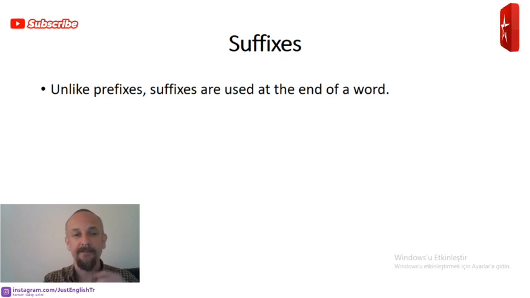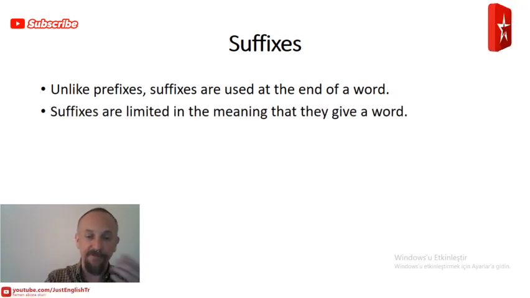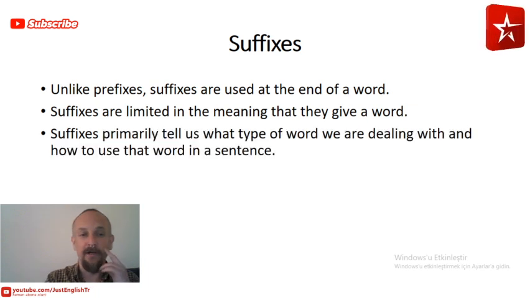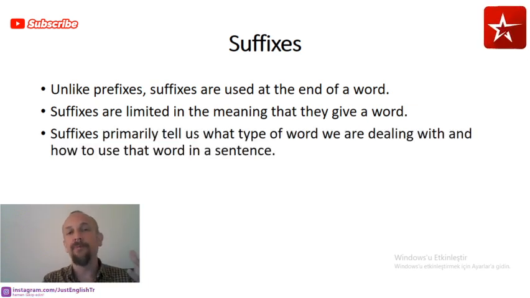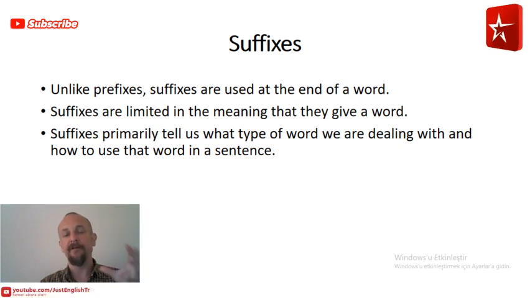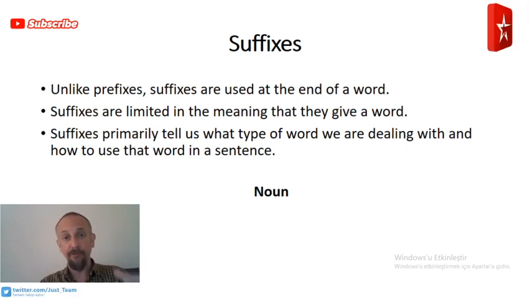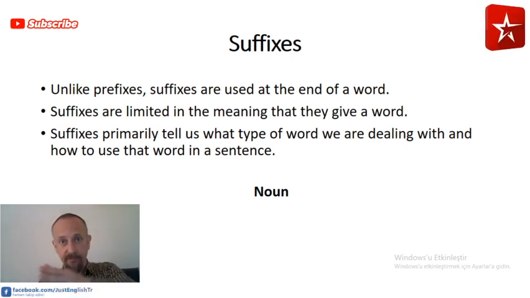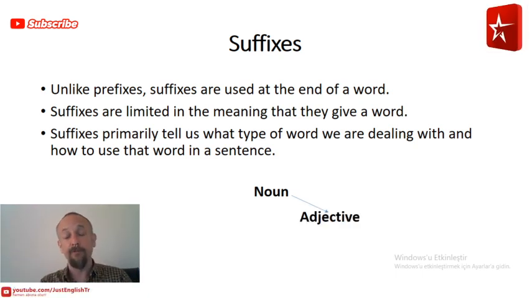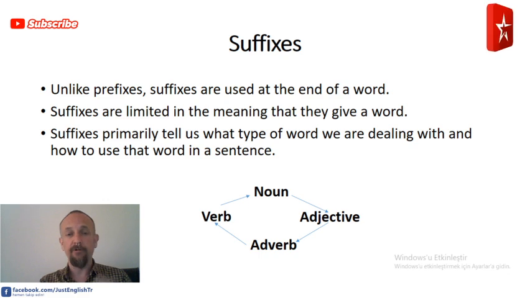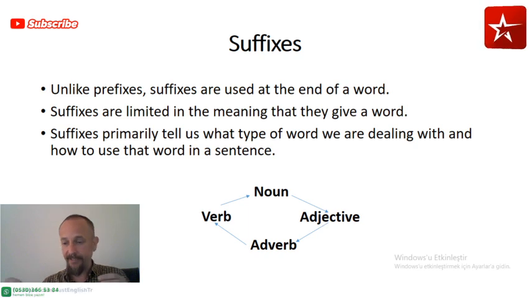So they're limited in meaning in terms of a word. And we also use suffixes at the end of the word. They tell us what type of word we're dealing with primarily. That's their main function these days. They tell us if a word is a noun, and as a result, they tell us how we can use that in a sentence in terms of sentence structure, subject, verb, object, or complement. They can also be used to show if a word is an adjective, an adverb, or a verb. And as I said earlier, all of this will decide on how you use that in a sentence. It actually decides the position of that word in a sentence.